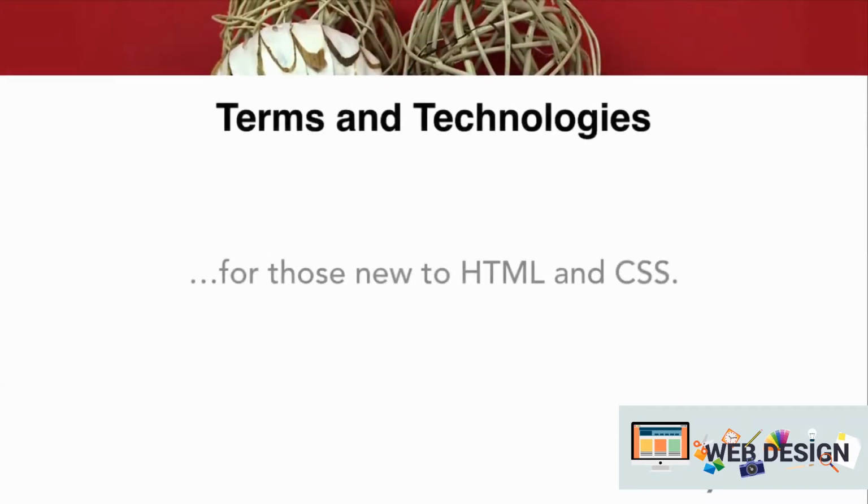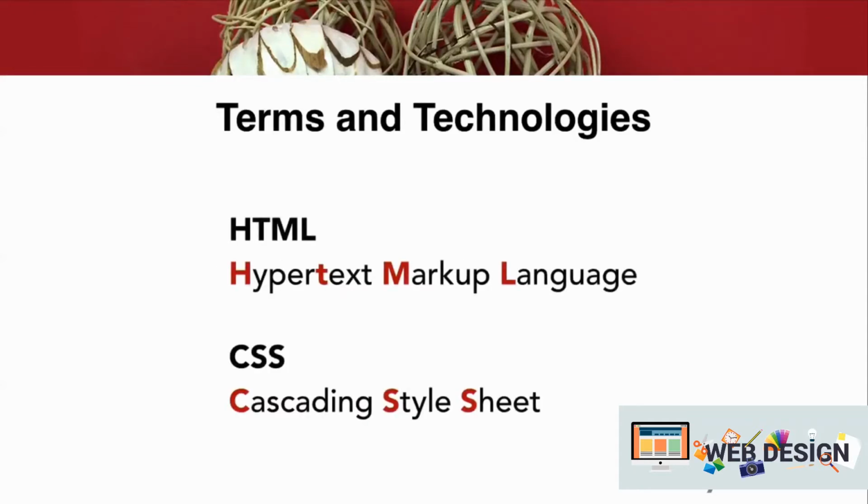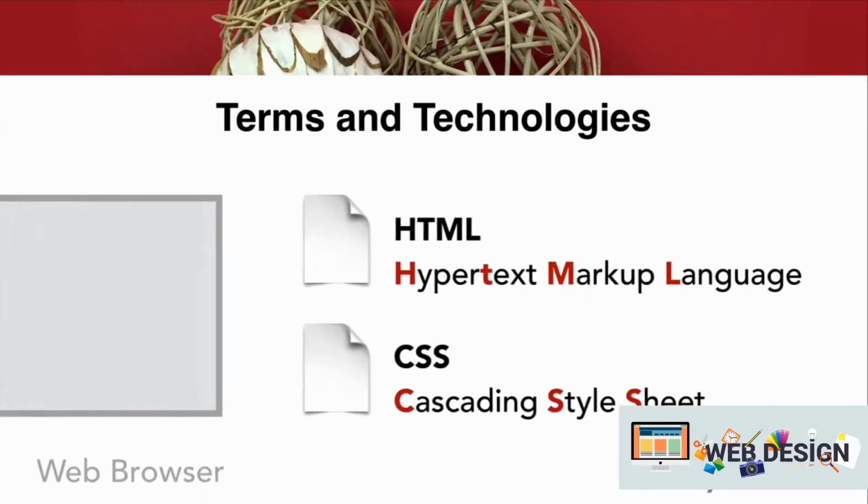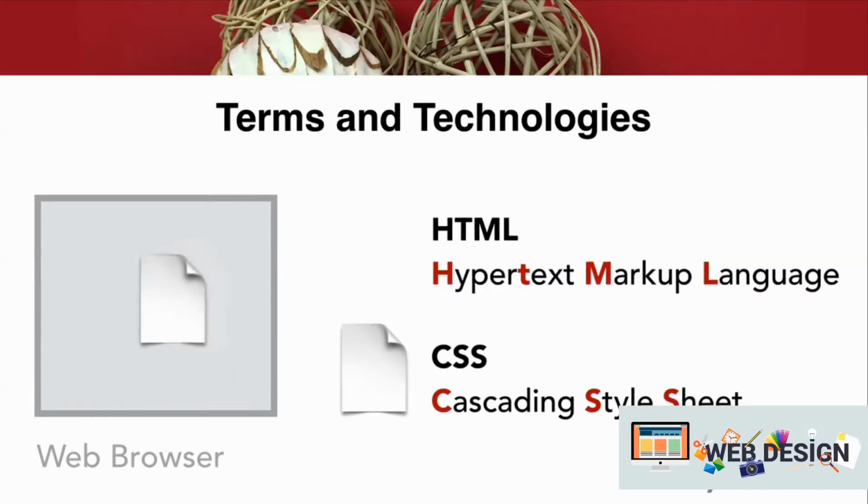If you're new to HTML and CSS, I want to take a few minutes here and talk about the terms and technologies we'll be using throughout this course. Now, HTML is an acronym for Hypertext Markup Language, and CSS is an acronym for Cascading Style Sheet. In this course, we'll be creating an HTML file and a CSS file, and these will be two separate files. And it's the HTML file that's loaded in the browser.